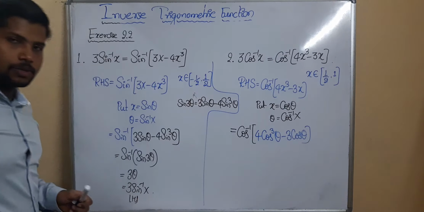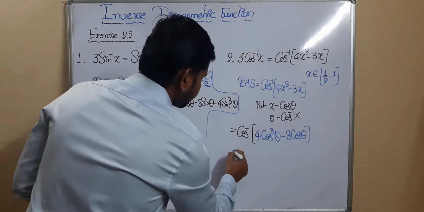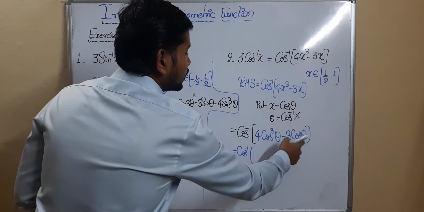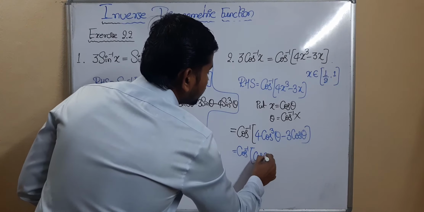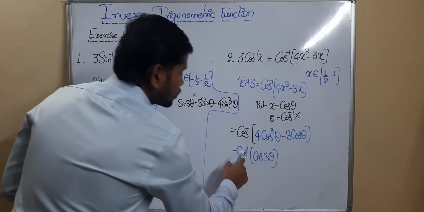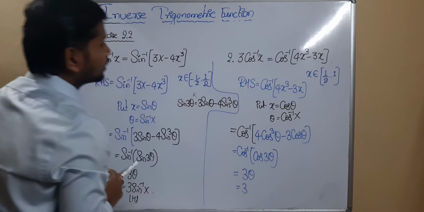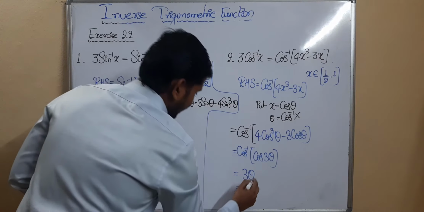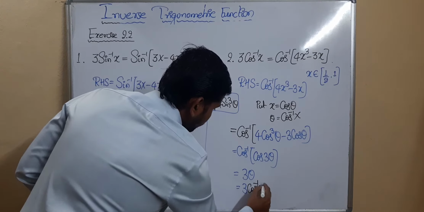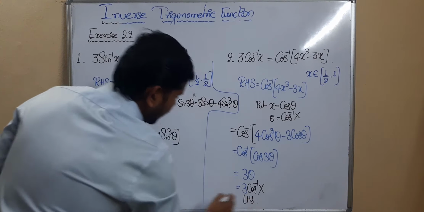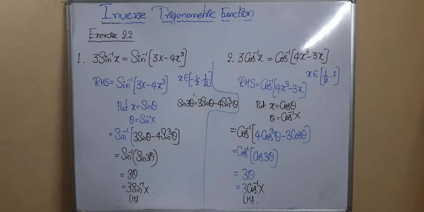Now we understood properly. It is cos inverse of 4 cos cube theta minus 3 cos theta, which is nothing but cos of 3 theta. Now cos inverse of cos of 3 theta is 3 theta. 3 as it is. What is the theta value? It is cos inverse of x, which is the required LHS part. Okay, note down these things.